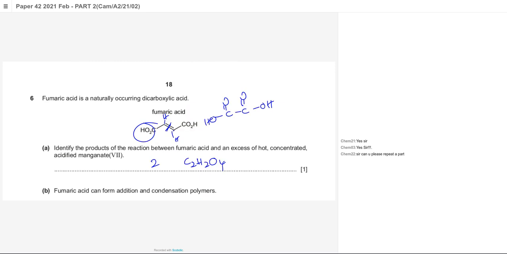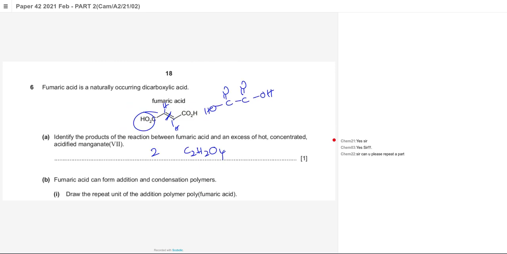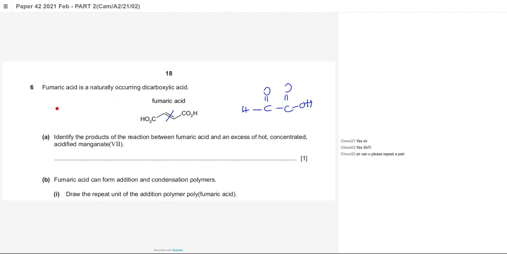I'm sorry, I just noticed it says repeat A part. What I did here was I just broke the carbon-carbon double bond here. When the carbon-carbon double bond is broken, you get this from one end, and the other end, you get this, right? So this can be further oxidized. There are 2 molecules of oxalic acid produced. Clear? Continue.